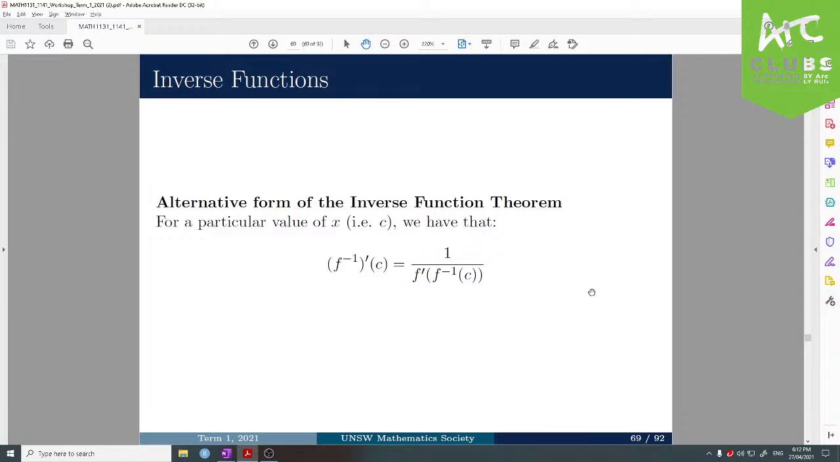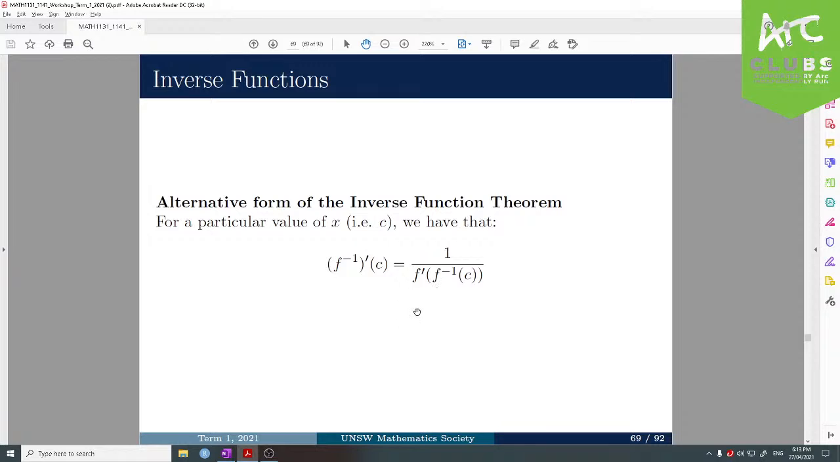So the alternative form of the inverse function theorem states that for any value c, which is just some particular value of x, the derivative of f inverse at c is equal to 1 over f dash of f inverse of c. Okay, so what this does is it simplifies the formula so that there's no more g.